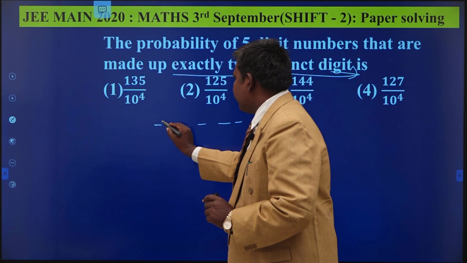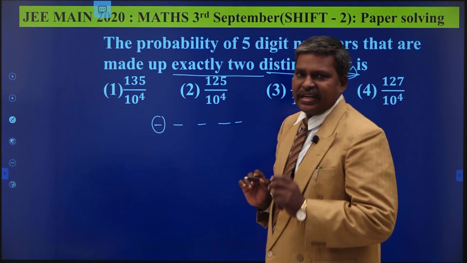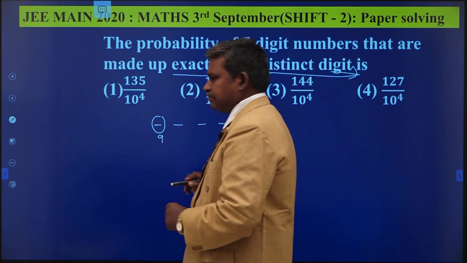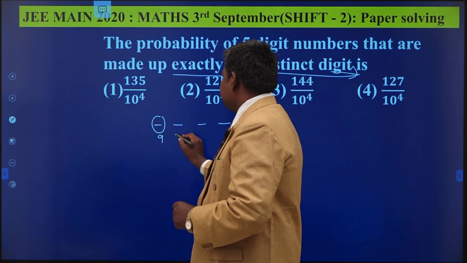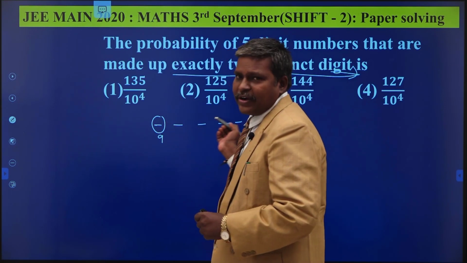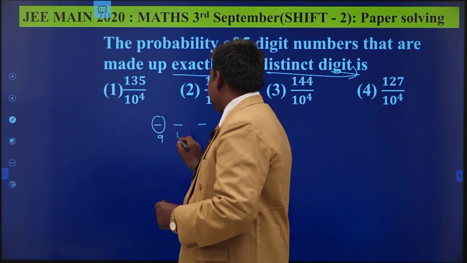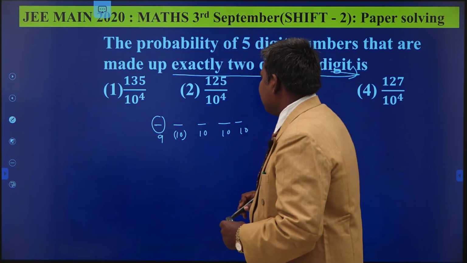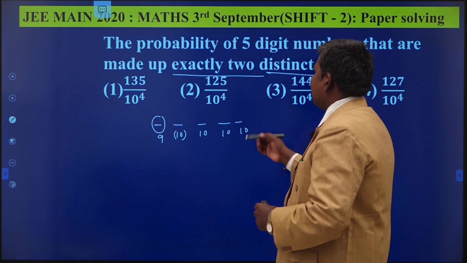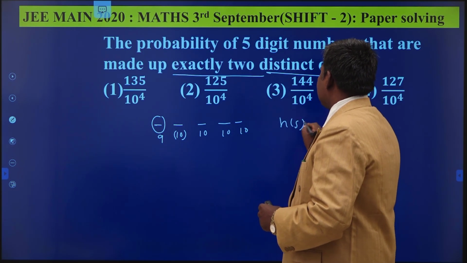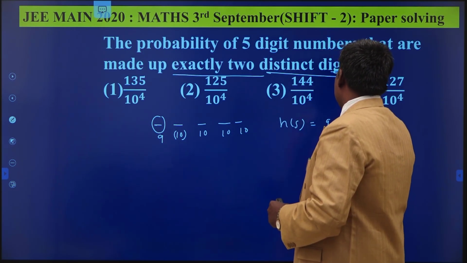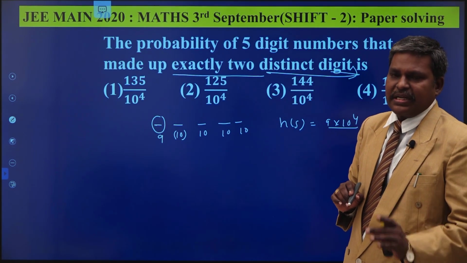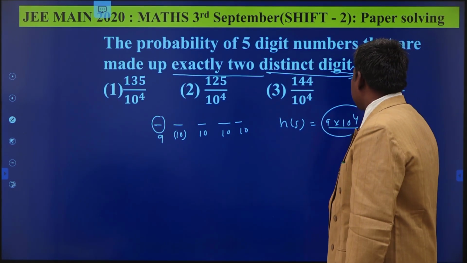This is the first place. We should not get 0 here. That is why digits 1 to 9 may be used here. For the total number of 5-digit numbers, I write here: 9 ways for the first place, and this can be filled in 10 ways, this can be filled in 10 ways, again this can be filled in 10 ways. The total number of ways, n of S, is equal to 9 into 10 power 4. These are the total number of 5-digit numbers.